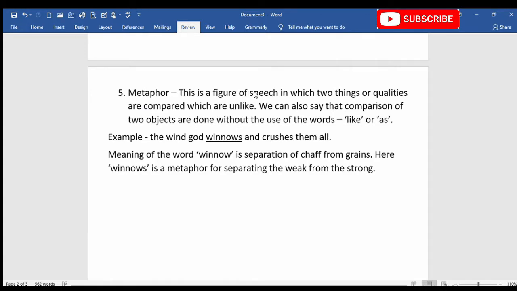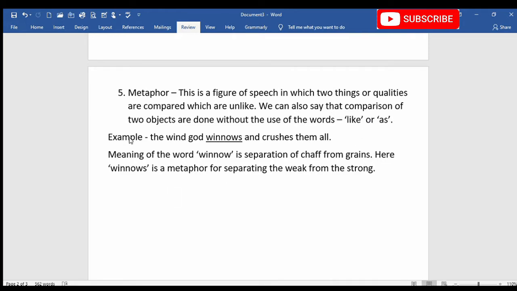This is a figure of speech in which 2 things or qualities are compared which are unlike. Now 2 things, they are not at all same, but they are compared. The poet thinks that they can be compared and they have some similarity, and so he does the comparison. We can also say that comparison of 2 objects is done without the use of words like or as.